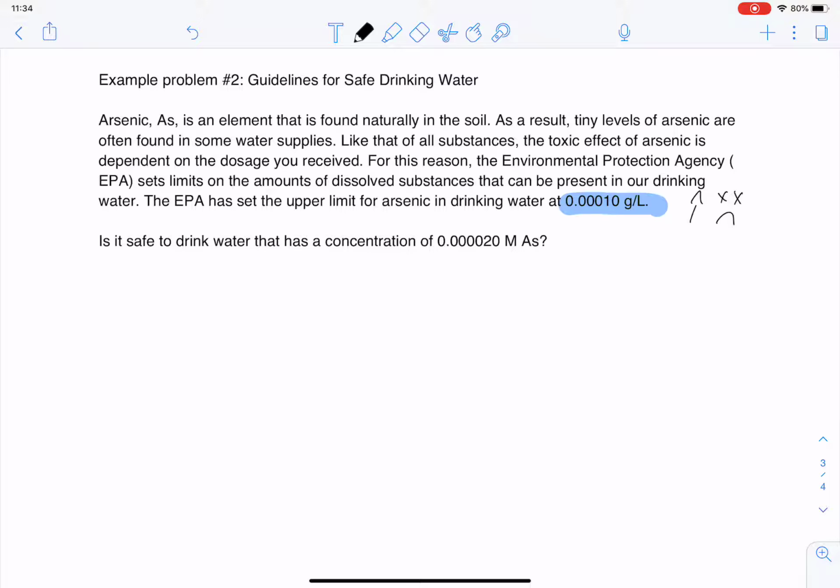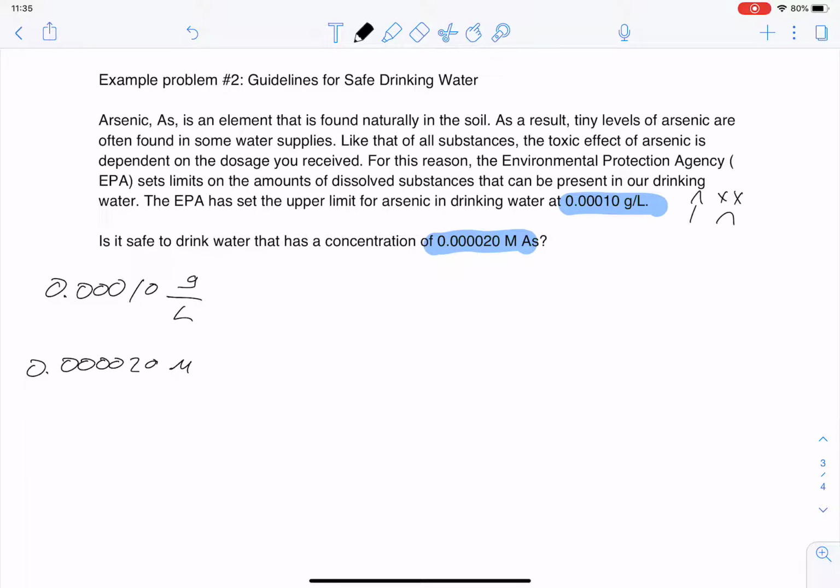Okay. So we have the sample, pretend we're working for the EPA. We got the sample of drinking water that has a concentration of 0.00002 molarity of arsenic. So we want to basically know, is this too much? Is this too much arsenic? So we have our first number, which is in grams over liters. We have our second number. This is the sample.